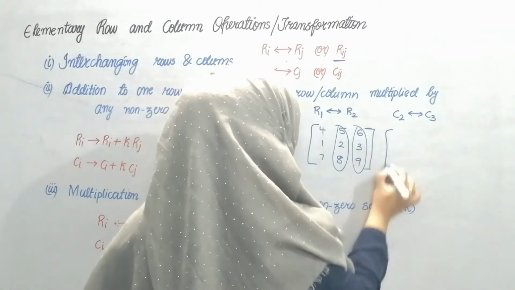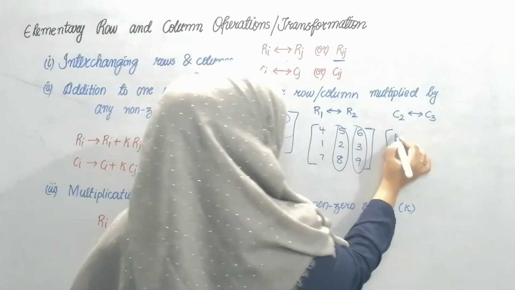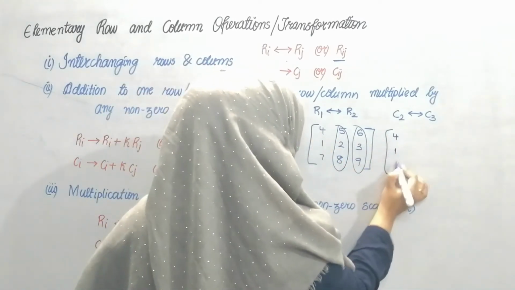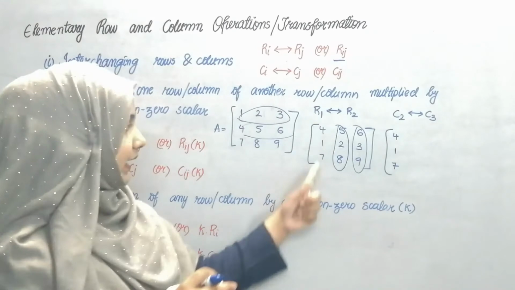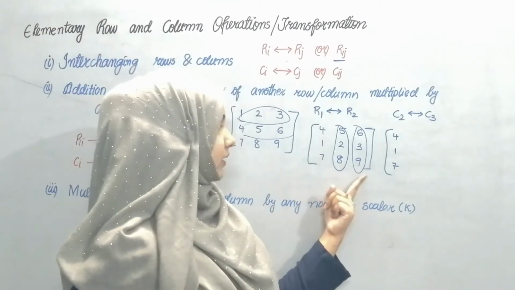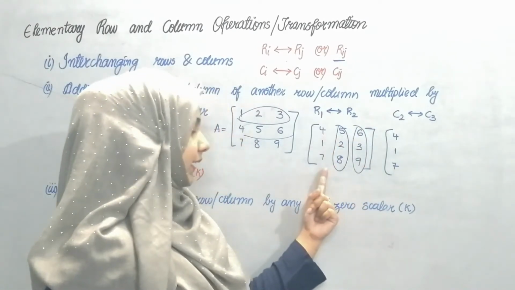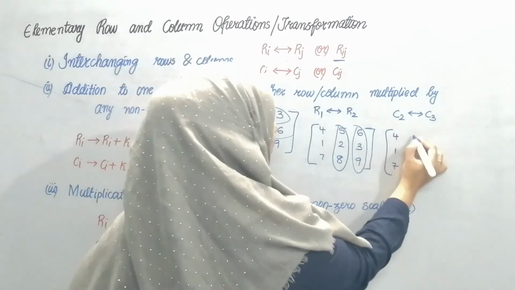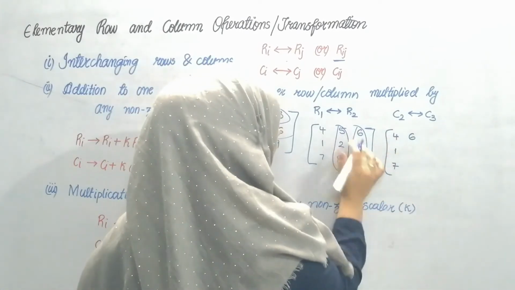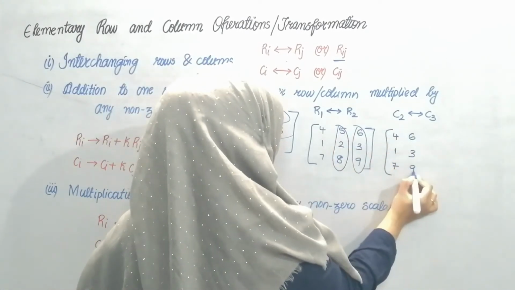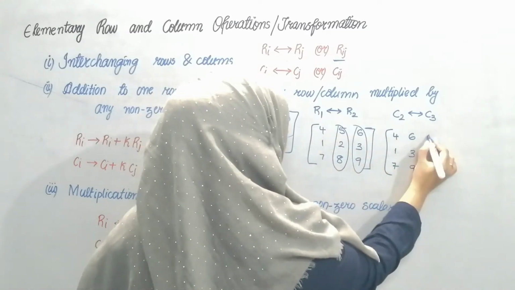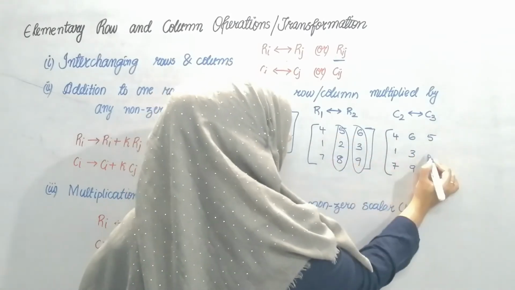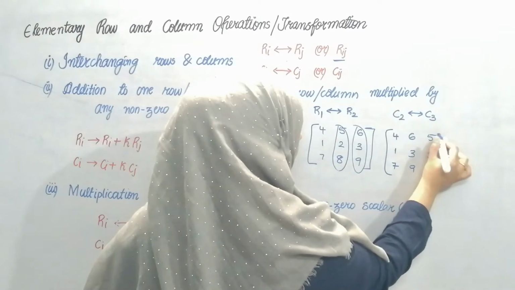Okay, now what happens? The first row remains untouched. So same as it is. 4, 1, 7 will be as it is. These two are being interchanged. This third row will become the second and the second will become the third. So what will be the second row now? 6, 3, 9. And what will be the third row? 5, 2 and 8.